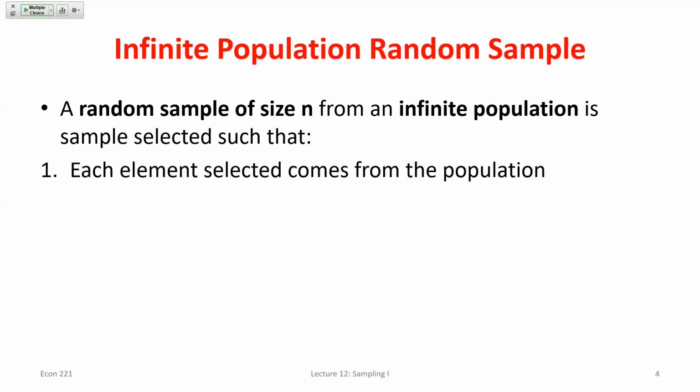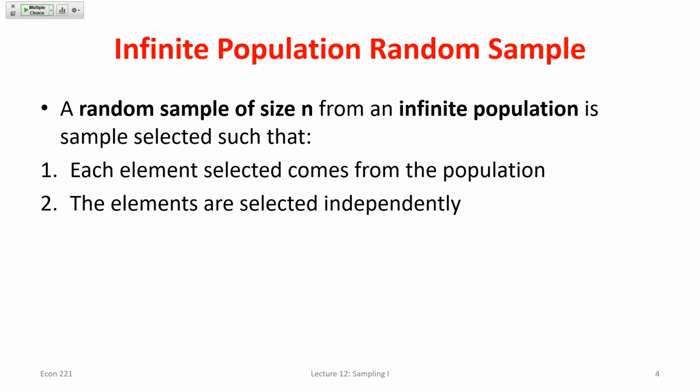So if we had an infinite population, we would do the same process. Every element or every observation would come from the population. We need to make sure that they are drawn independently. So getting one individual doesn't change the probability that I see another one. Even though I'm talking about this in terms of an infinite population, you can imagine in a finite population, we don't want this rule to be broken either.